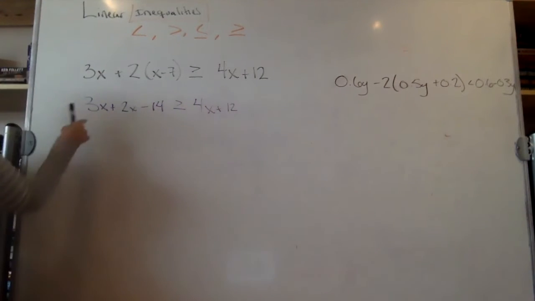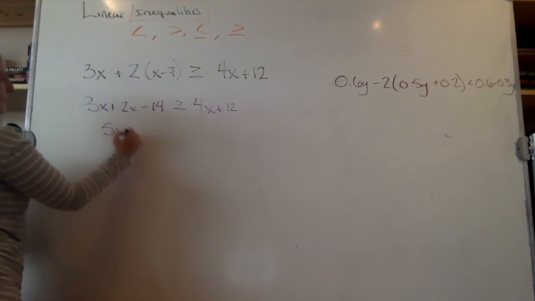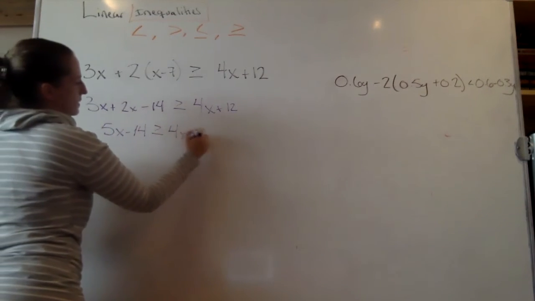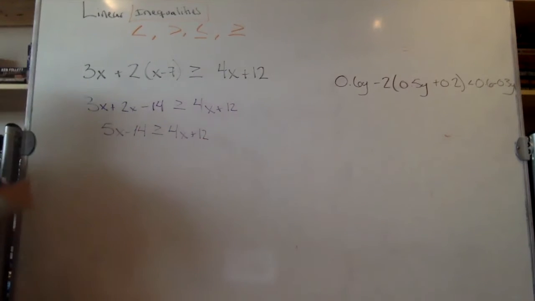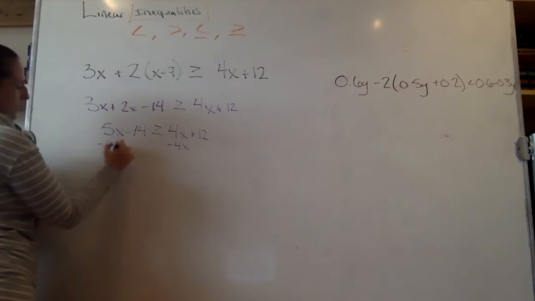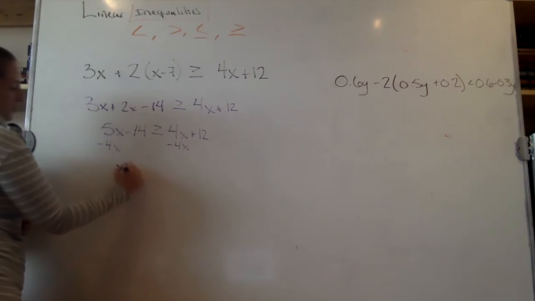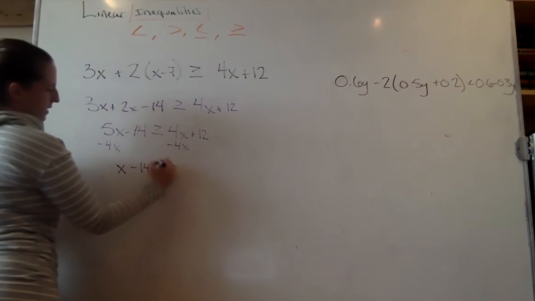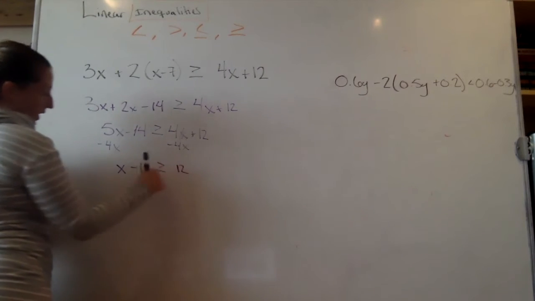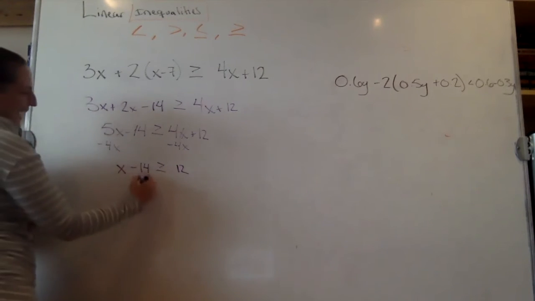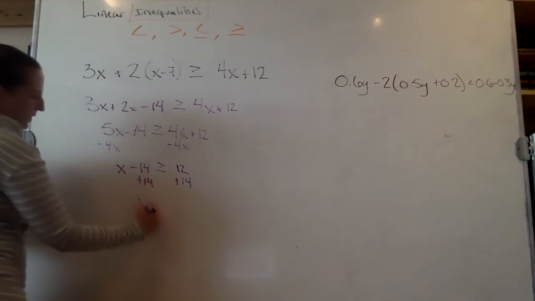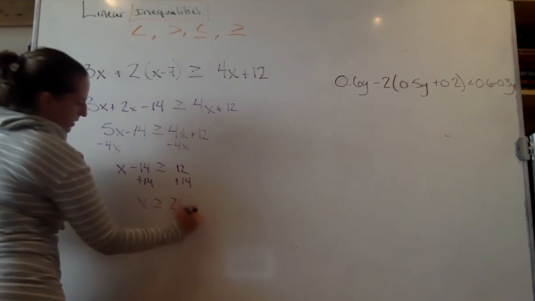Now let's collect like terms. 3x plus 2x is 5x, minus 14 is greater than or equal to 4x plus 12. Now I want to get all of my x's on one side. I'm going to subtract 4x from both sides. 5x minus 4x is just x, minus 14, bigger than or equal to, 4x minus 4x cancels, it's bigger than or equal to 12. I'm going to add 14 to both sides. So I'm left with x is bigger than or equal to 26.